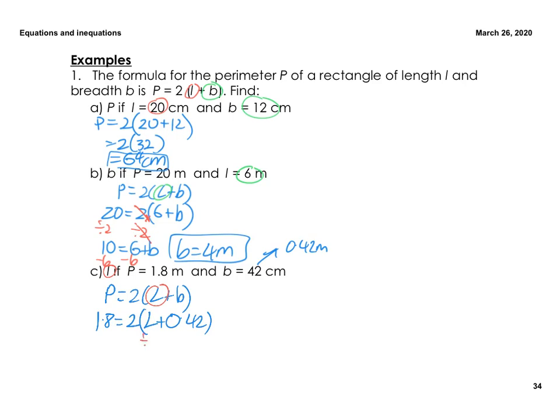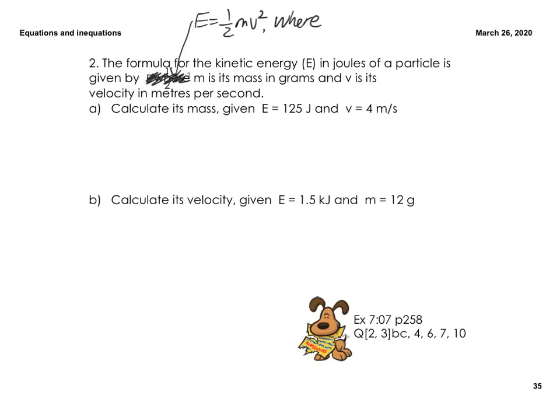Okay, going from there, divide by 2. 0.9 equals L plus 0.42. Take away 0.42 from both sides. Which is 0.48, I believe. Okay, so 0.48 meters or 48 centimeters. That's the same thing. They're my answers.